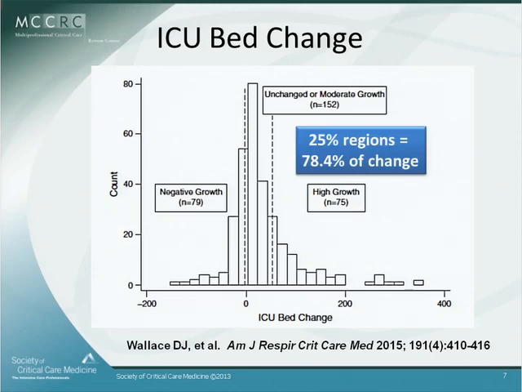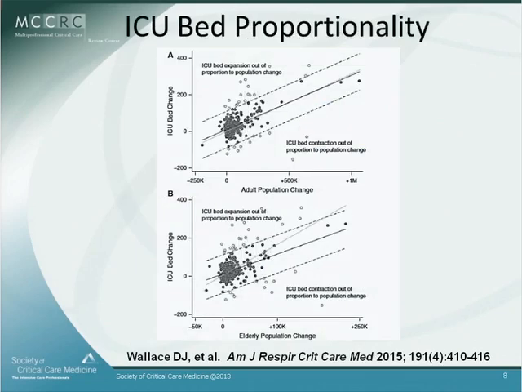And when you ask the question, how is that deployed? The top graph has ICU bed expansion as a proportion of population change, and that is for the adult population. And it seems pretty linear. If you now parse that by the elderly, now the beds are vastly asymmetric. You have out of proportion growth with regard to your geriatric patient population.